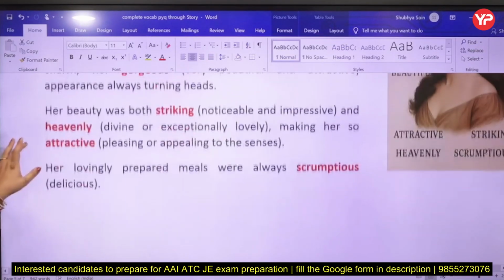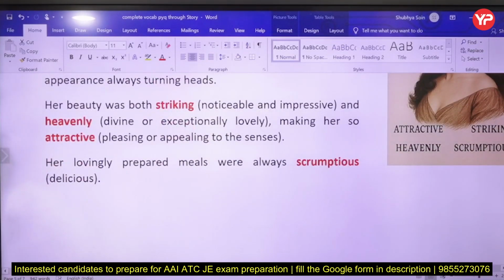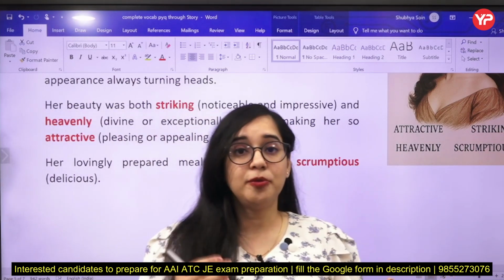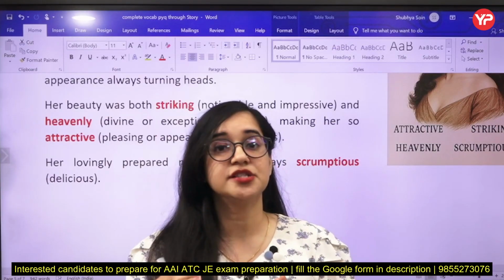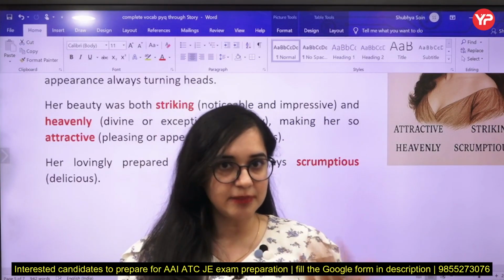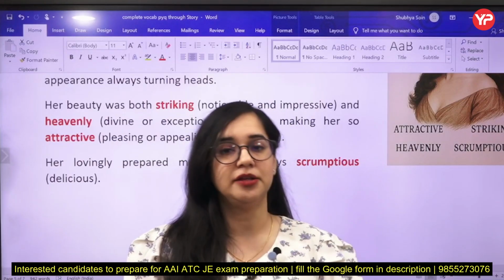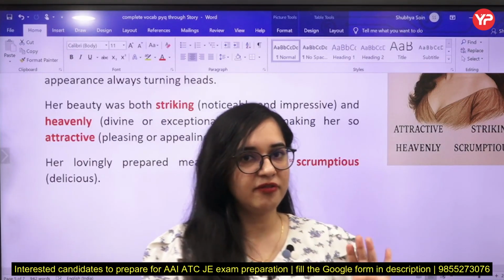Next is, her beauty was both striking, that is clearly visible, and heavenly, something godlike and divine, making her so attractive, so beautiful. Her lovingly prepared meals were always scrumptious. So always start using the words in your regular slang. Mom, your meals are so scrumptious, that is, they are so delicious. Scrumptious meals, delicious meals. So all the good words came for the mother. All the words that fit in for the father's personality.